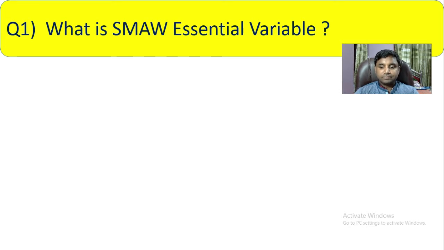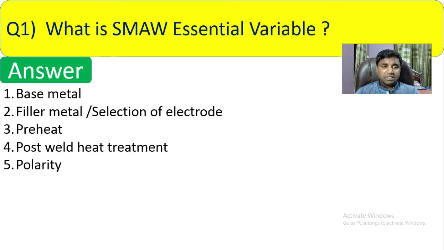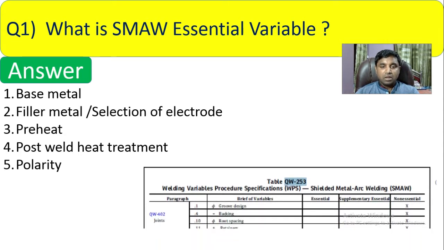So let's start. The first question is, what is SMAW essential variable? The question is a little bit tricky, but it is easy. The SMAW essential variable, how do you have to check? The answer is base metal, filler metal, selection of electrode, preheat, post-weld heat treatment, polarity. So from where can you find these essential variables? Definitely you should know this one.